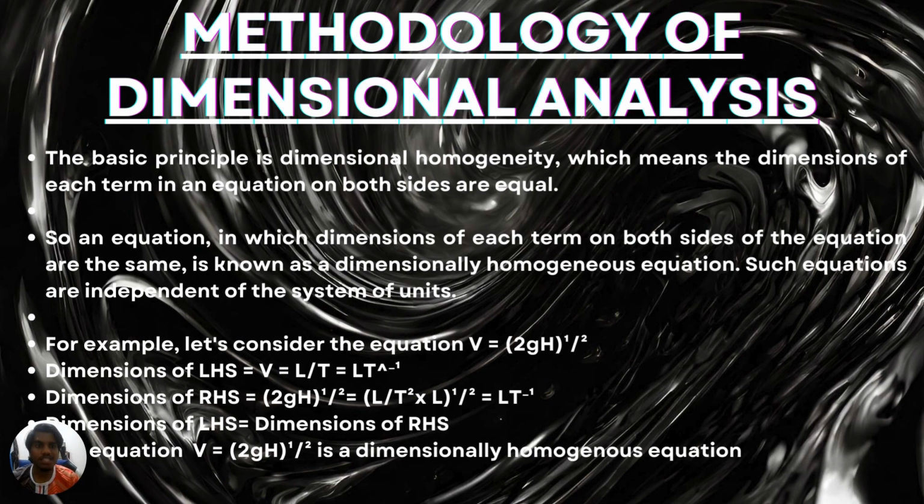An equation in which the dimension of each term on both sides is the same is known as a dimensionally homogeneous equation. Such equations are independent of the system of units. For example, I have an example here. Let's consider the equation V equals (2gh) to the power 1/2. The dimension of the left hand side is LT to the power -1. The dimension of the right hand side is LT to the power -1. So the dimensions of the left hand side and the right hand side are the same. That means the equation V equals (2gh) to the power 1/2 is a dimensionally homogeneous equation.